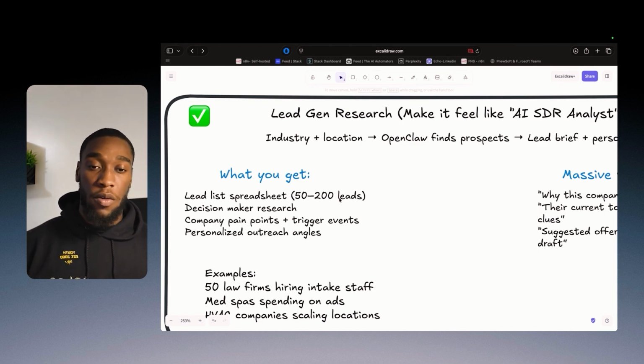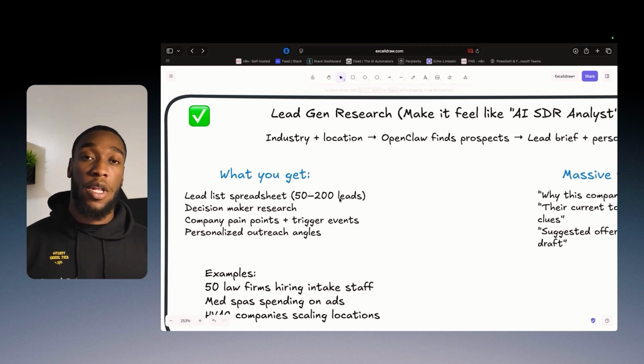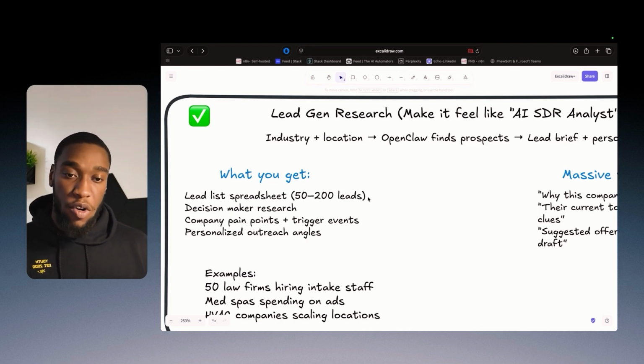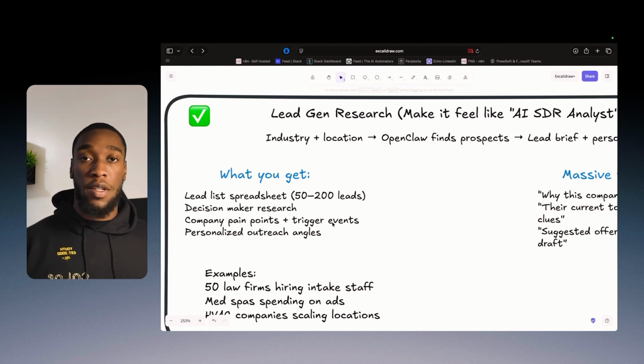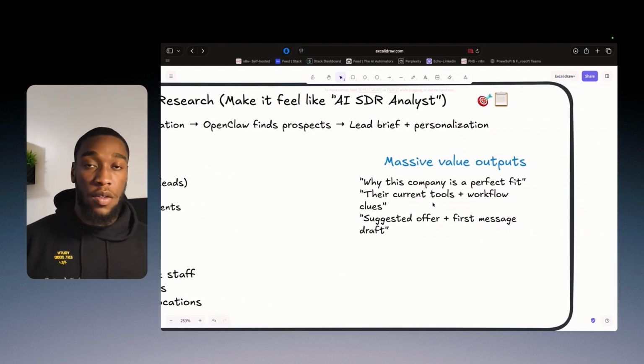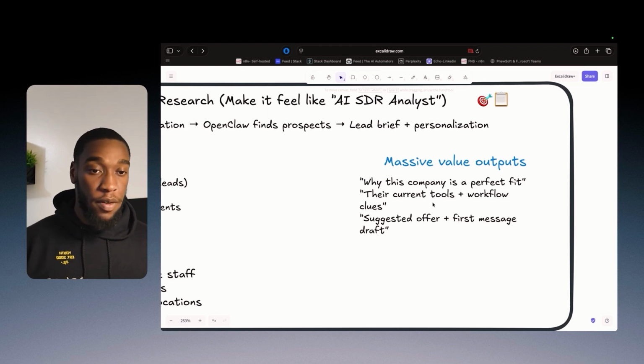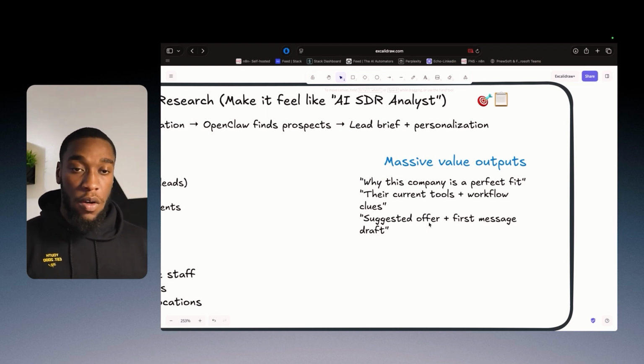You get decision maker research from a multitude of different types of sources, and then company pain points for that specific company or industry that you're working in, and also any trigger events. On top of this, you get personalized outreach angles that you can use for different channels like LinkedIn and different social media platforms. A lot of the value comes from OpenClaw being able to answer why this company is a perfect fit, the current tools, and also any suggested offer for any messages and drafts that you might want to include.